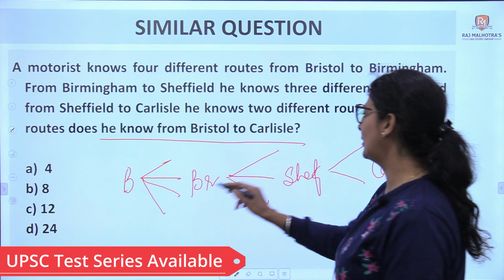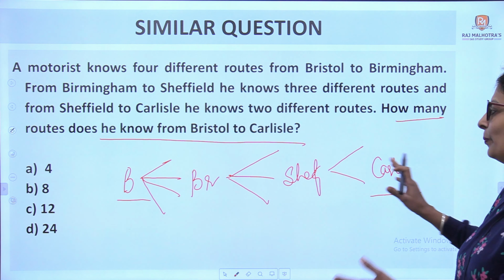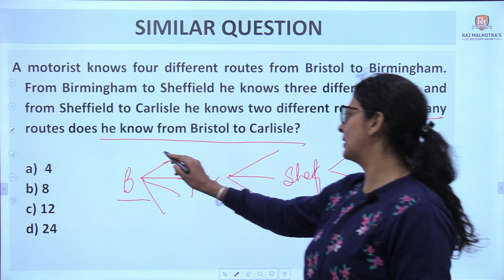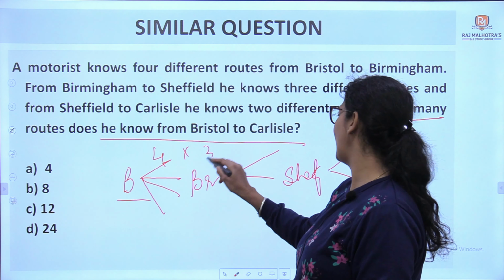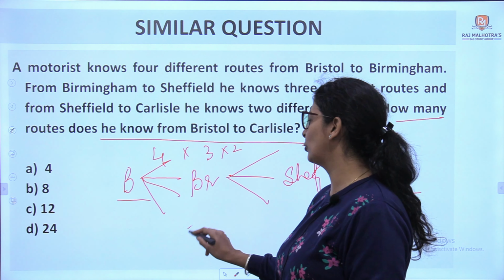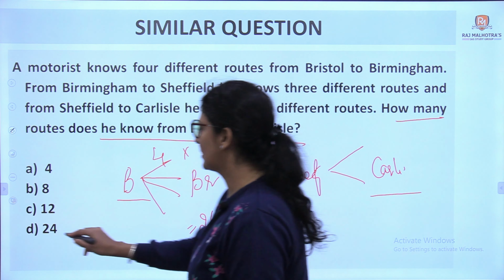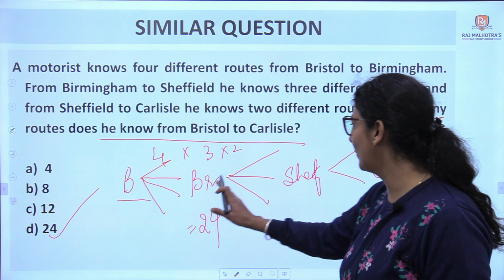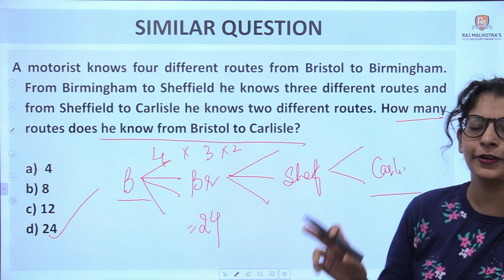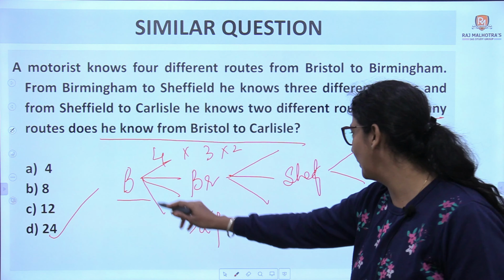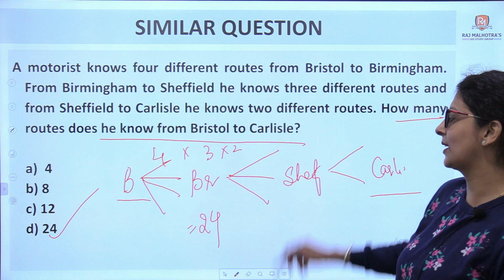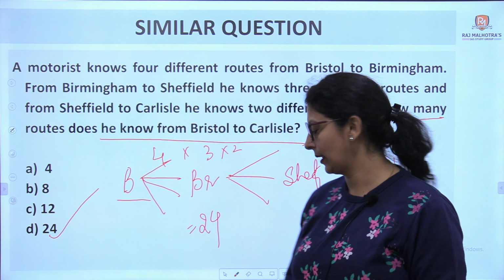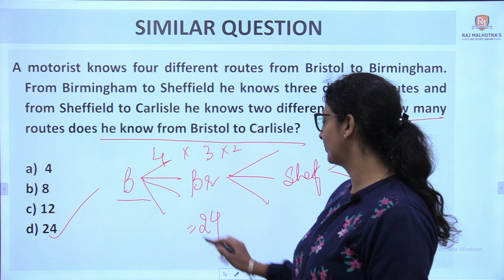Now, Bristol to Carsley direct, mere paas koi rasta hai nahi. So we have to multiply all these routes. These are 4, 3 and 2. 4 threes are 12, 12 twos are 24. Answer is 24. Mujhe Bristol to Carsley via Birmingham and Sheffield hi jana padega. There is no direct road from Bristol to Carsley. So the answer is 24.